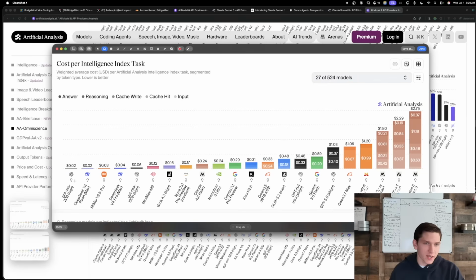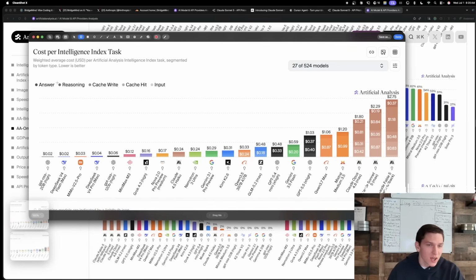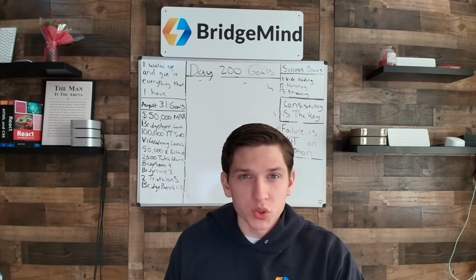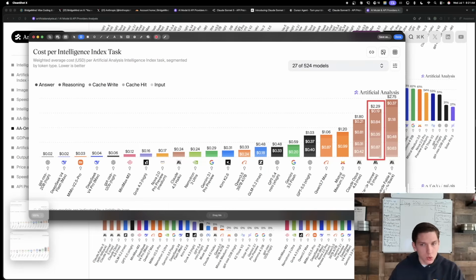The first one is this cost per intelligence. So this is the cost per task. And what you're going to see here is that Sonnet 5 per task is actually more expensive than Opus 4.8 because it uses way more tokens. So look at that, $2.29 per task versus Opus 4.8, which was only $1.80. So the price is completely out the window.